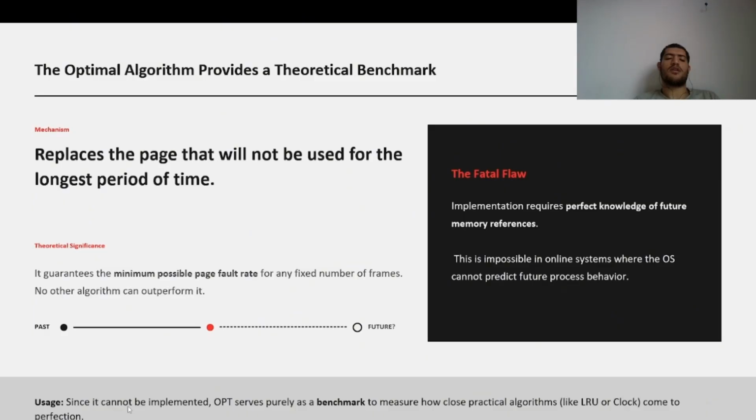Since it cannot be implemented, the optimal algorithm serves purely as a benchmark to measure how close practical algorithms like the Least Recently Used algorithm or the Clock algorithm come to perfection.